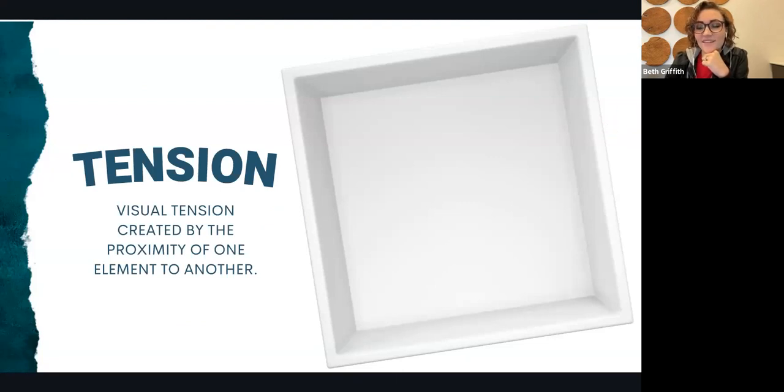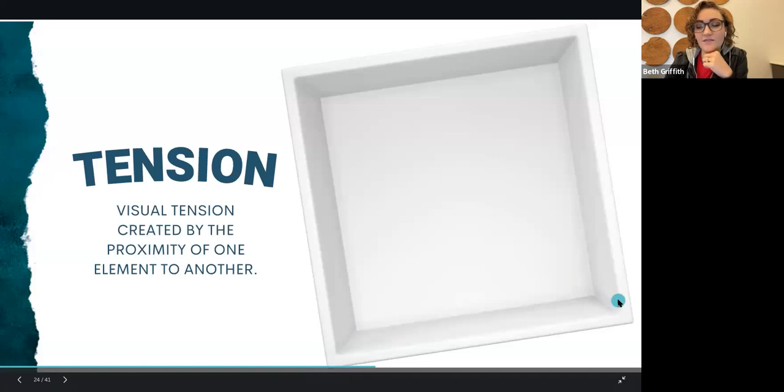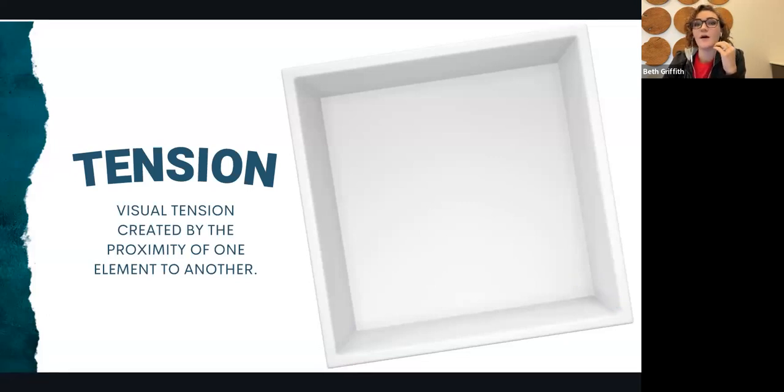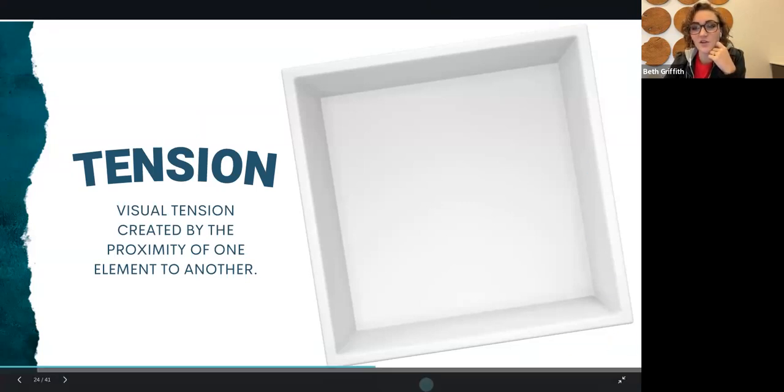Most people don't know about the existence of this particular principle. Tension is the kind of visual stress that is created by having things close to another element. So this box creates a lot of tension over here next to the corners of its edges because it's really, really close to the edges.